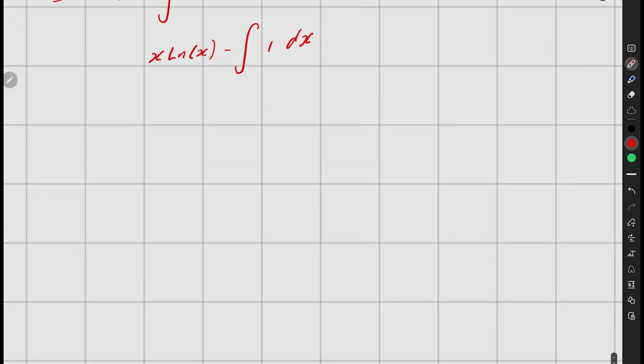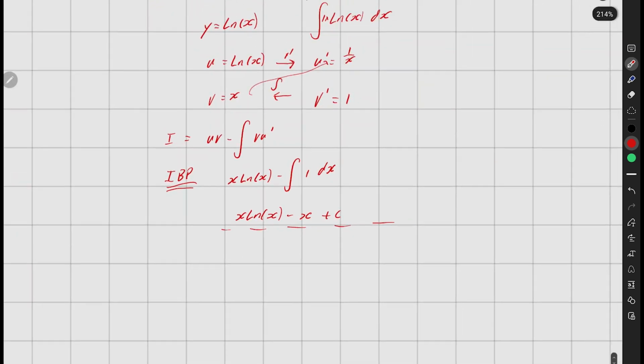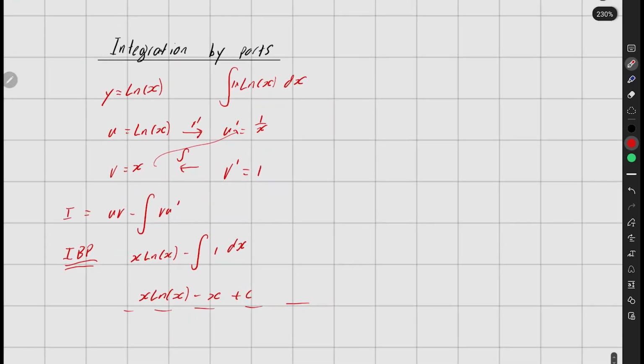And all we need to do is solve this. And we know the integral of 1 is just x. So by using integration by parts, we can now solve this. So we have x ln x minus, now 1 integrates to x. And don't forget to add your constant at the end, plus c. So that's your traditional integration by parts formula.